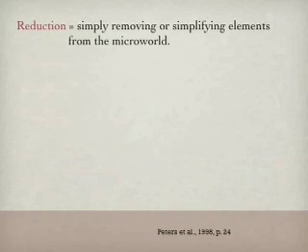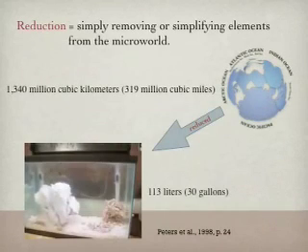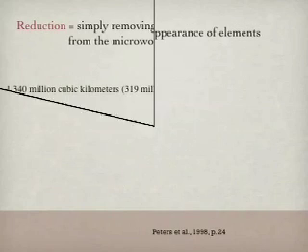The next part of the definition is that the reference system is reduced, abstracted, or symbolized into the play space. Let's take our example of an aquarium. Our reference system is the ocean, and that's too big. We can't fit that in an aquarium, so we have to reduce it. We take 1 times 10 to the 21st power liters of water and reduce it to 113.5 liters, or about 30 gallons. That's a pretty serious reduction, but that's all that reduction means. We're simplifying the entire reference system.